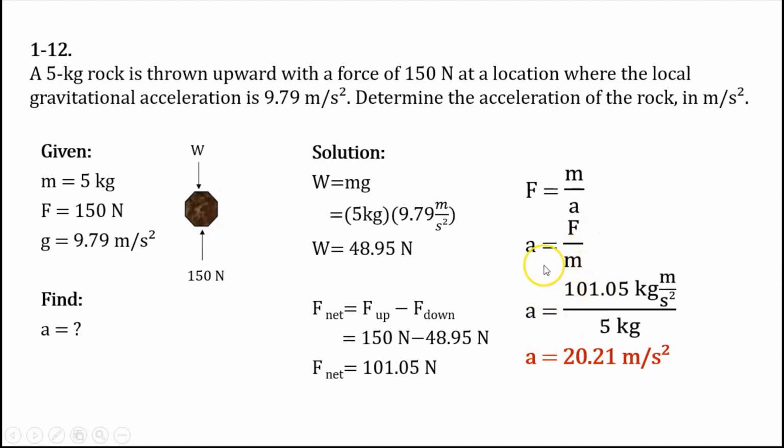So plugging the values in the equation, we will have 101.05 kg meter per second squared, or Newton, all over 5 kg. So plugging in the calculator, we will have now 20.21 meter per second squared as our acceleration of the rock.